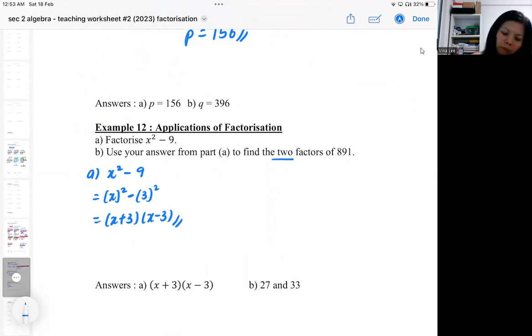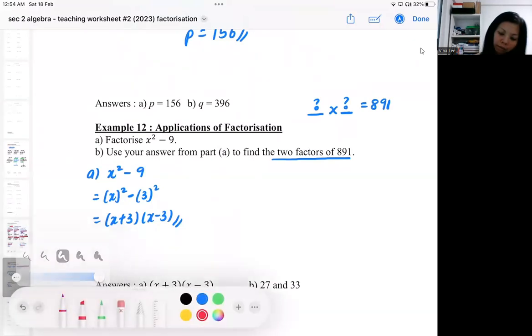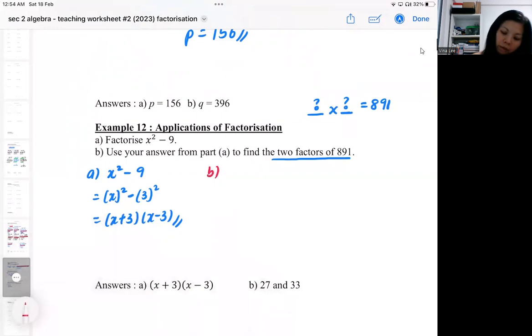So some students may be thinking, what do you mean by 2 factors? That means, right, we are trying to find 2 numbers that can be multiplied to 891. So these are the 2 factors that we are looking for. And how is it related to x squared minus 9? So that is the challenging part. So 891, how is it related to x squared minus 9? So you got to think backwards. 891 is actually 900 minus 9. So we got to work backwards.